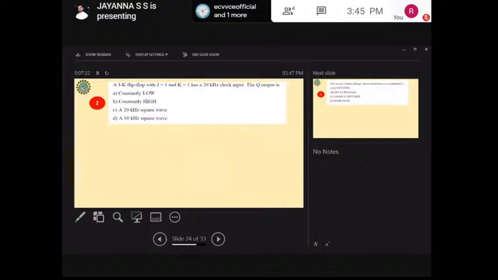Next, coming to the second question. A JK flip flop with J equal to 1 and K equal to 1 has a 20 kilohertz clock input. So here they have considered a JK flip flop with a clock of 20 kilohertz. A JK flip flop means they have considered only one flip flop. The output will be Q and Q bar. Since there is only one flip flop, there will be two stable states.